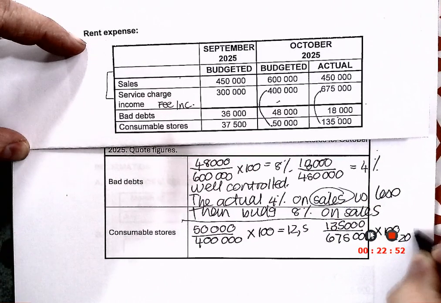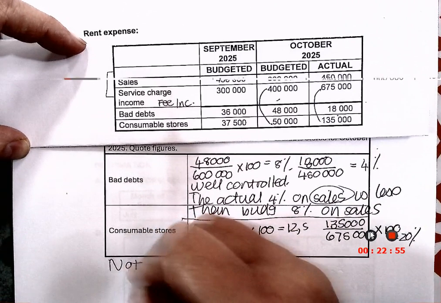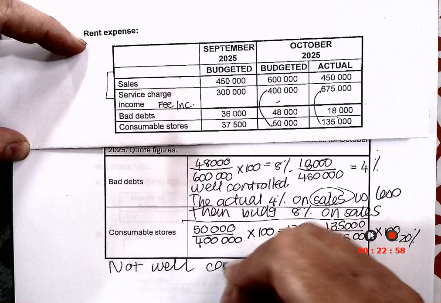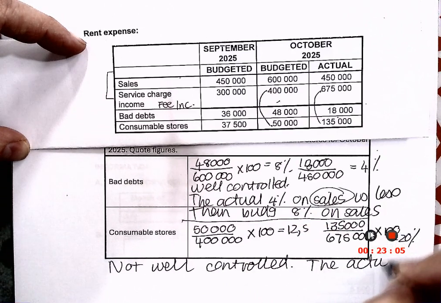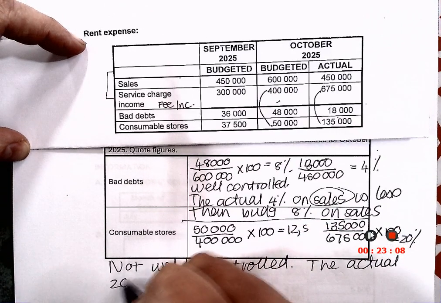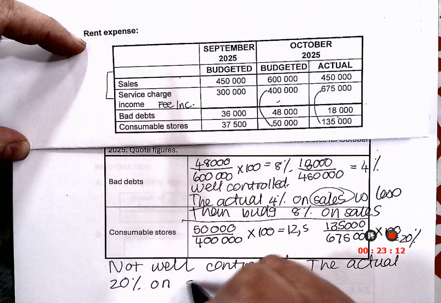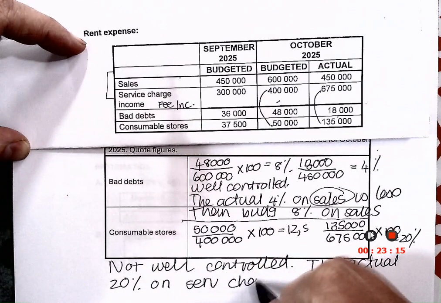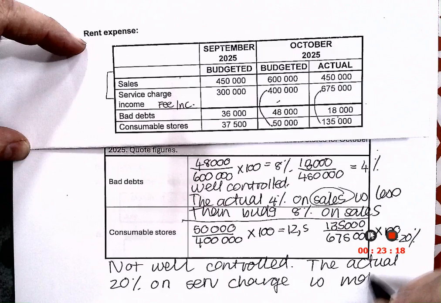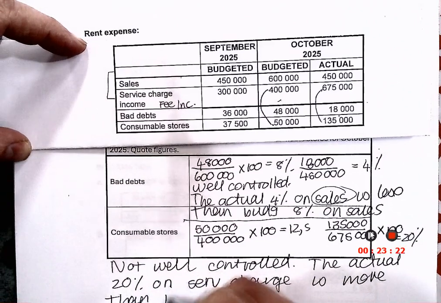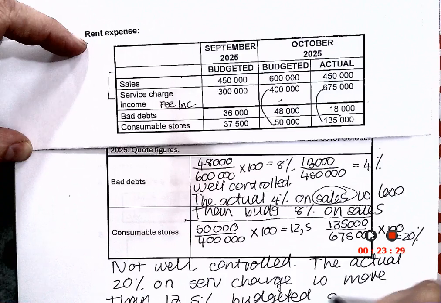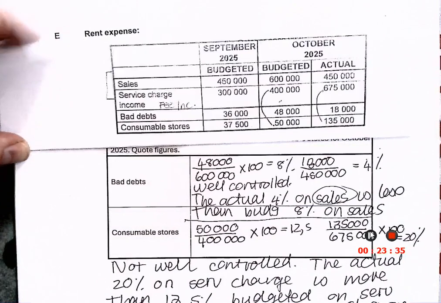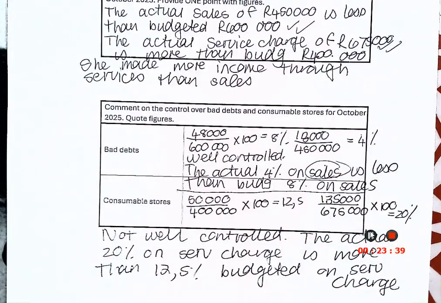So this is not well controlled. Why? The actual 20% on service charge is more than 12.5% budgeted on service charge. Is that all? The exercise done?